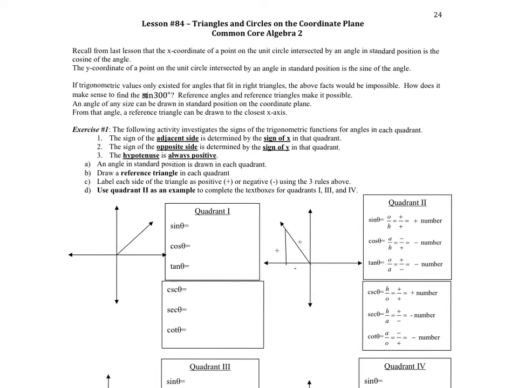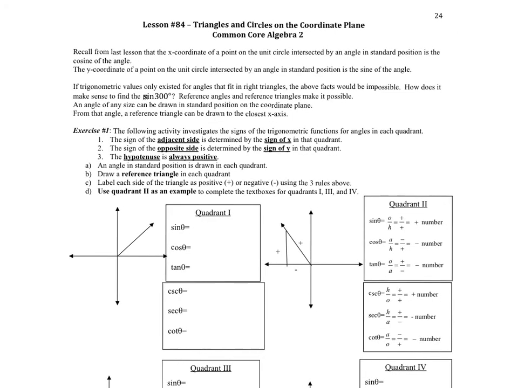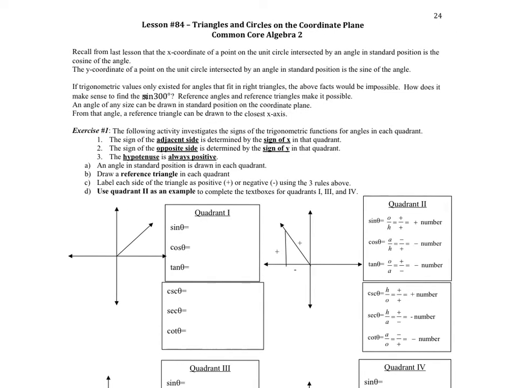We're going to begin this lesson with a little activity to connect what we saw in the unit circle, where sometimes values had positive or negative signs having to do with sine and cosine, and connect that further. So first off, recall from the last lesson that the x-coordinate of a point on the unit circle intersected by an angle in standard position is the cosine of the angle. So to circle the important information, x is cosine.